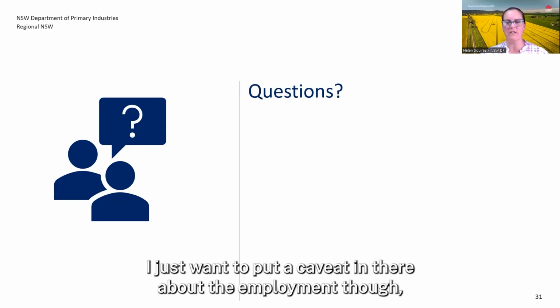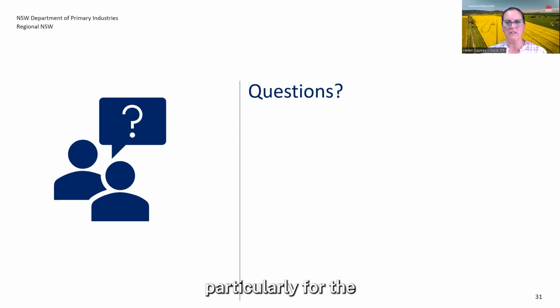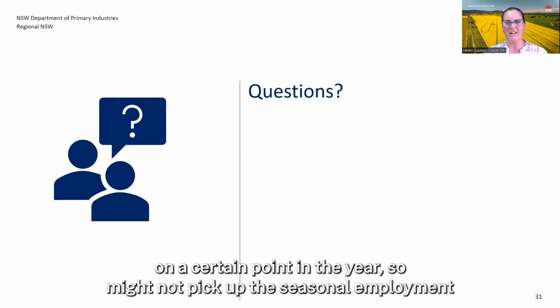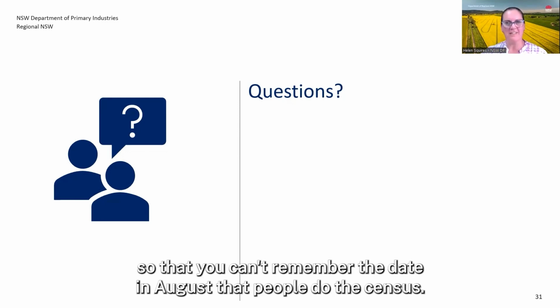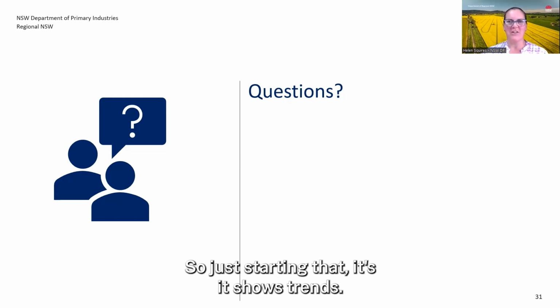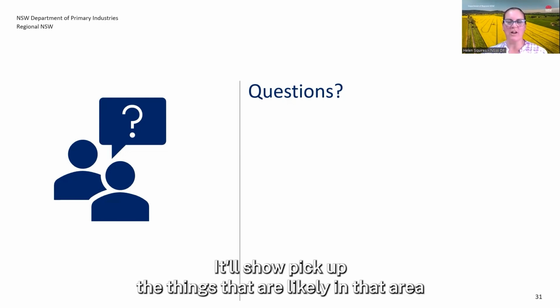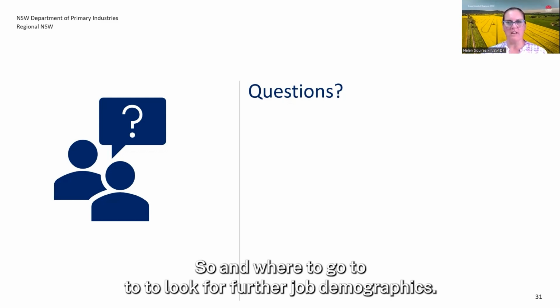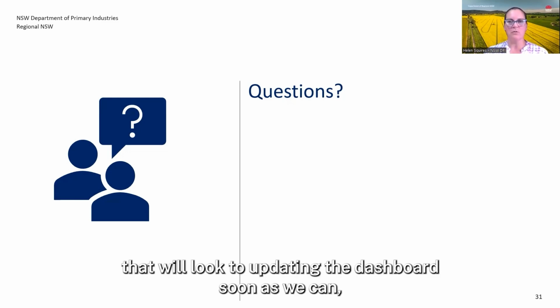I just wanted to put a caveat in there about the employment, particularly for agriculture rather than secondary industries, is that it's done at a certain point in the year, so it might not pick up the seasonal employment. I can't remember the date in August that people do the census. So just noting that it shows trends. It'll pick up the things that are likely in that area to give you a guide for your rural land strategy, and where to go to look for further data down the track. But as soon as there is new data, we'll look to update the dashboard as soon as we can.